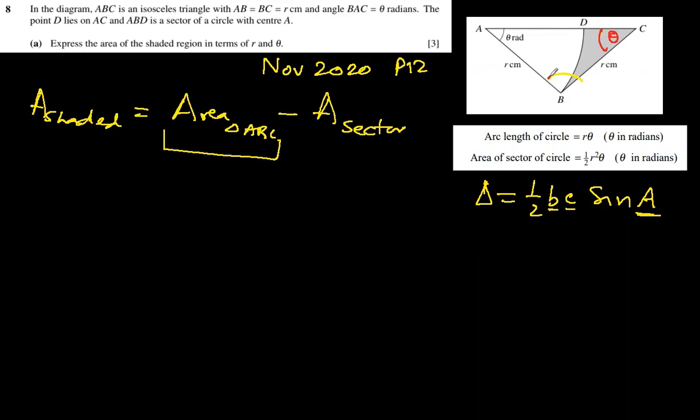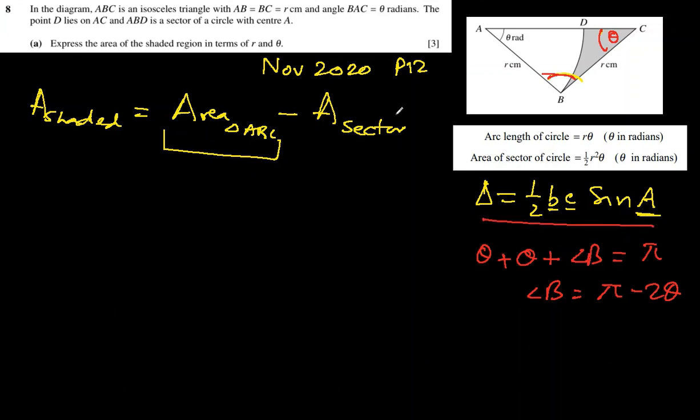That means we can find this angle we need in terms of theta. So theta plus theta plus angle B equal to pi. So angle B becomes pi minus 2 theta. So we'll find the area of the triangle now using this formula.